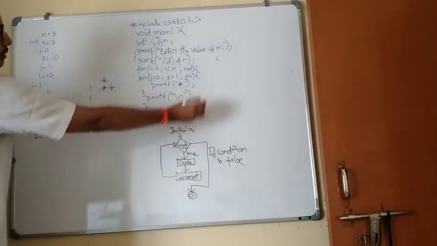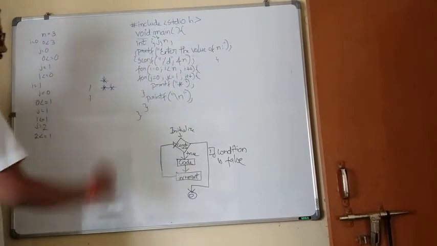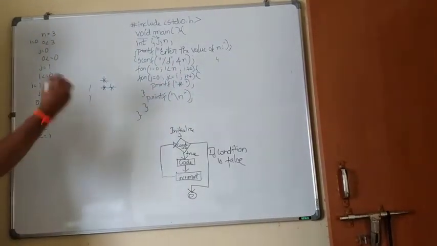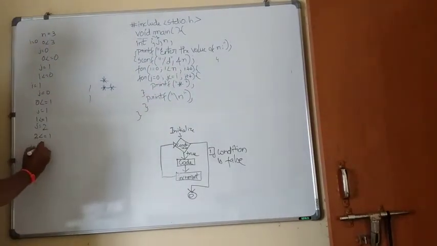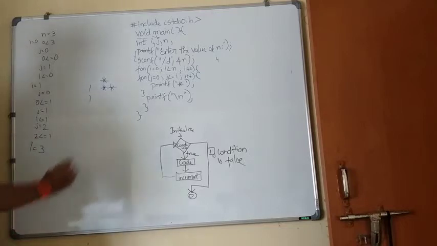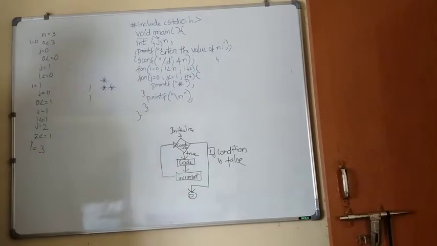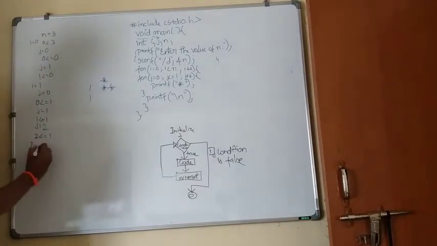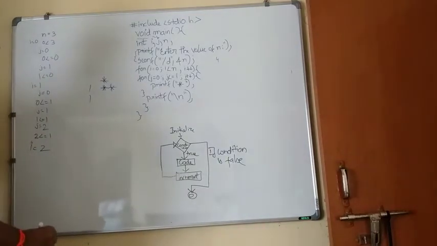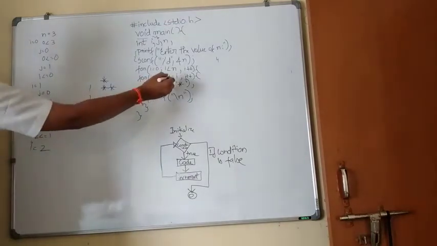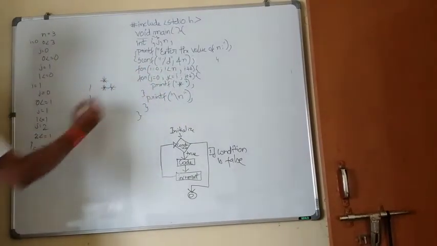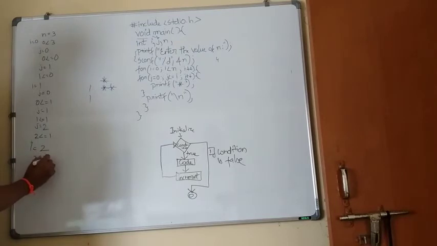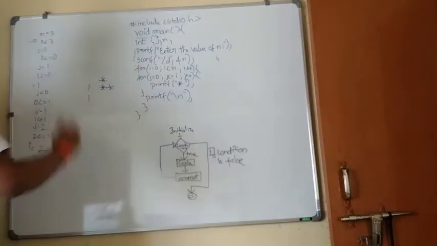After this it goes back to the outer for loop. Now i++. Sorry, i was 1 here, right? i became 2 now. i is 2. So now again the condition is checked. Is 2 less than 3? Yes, this is true. Now j is equal to 0.